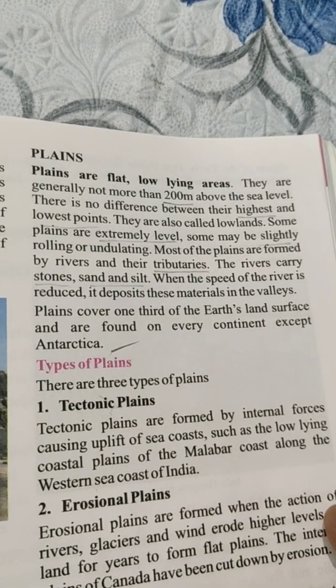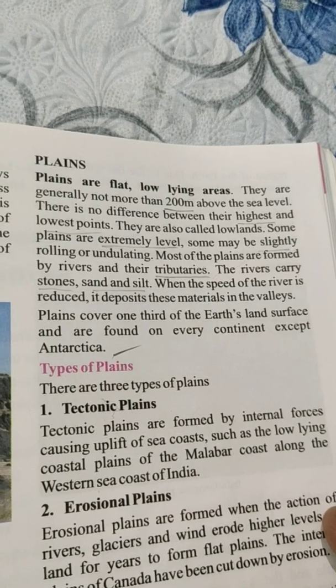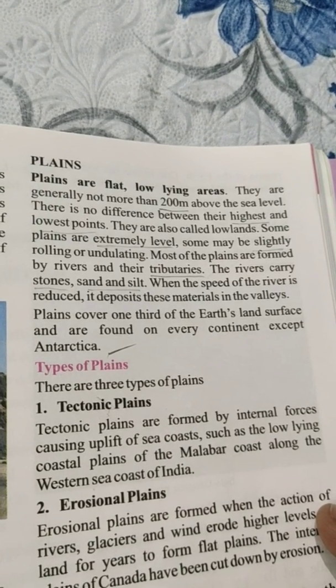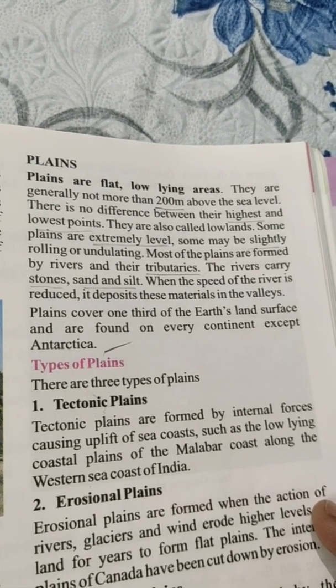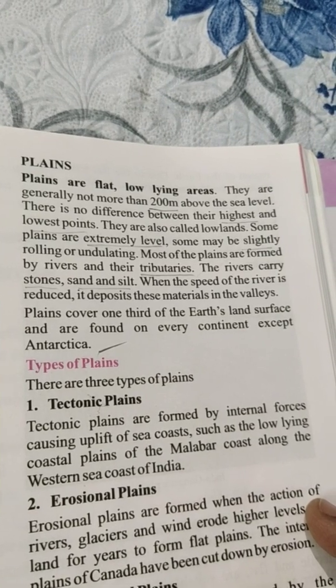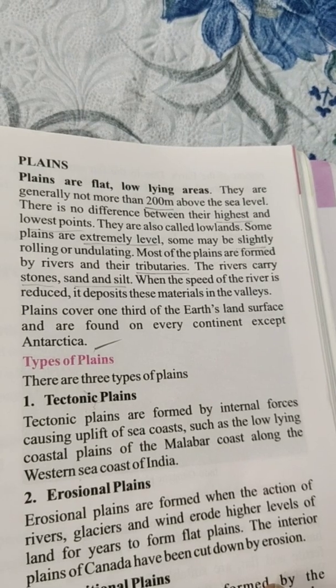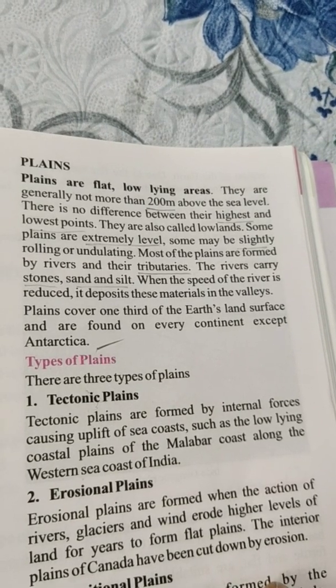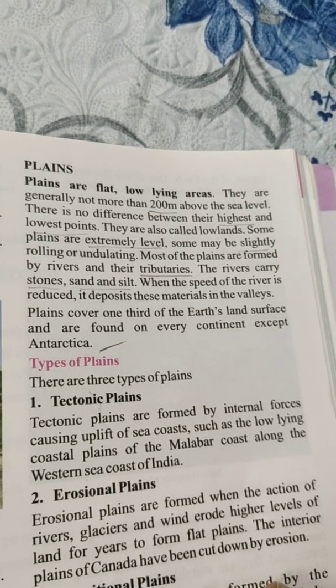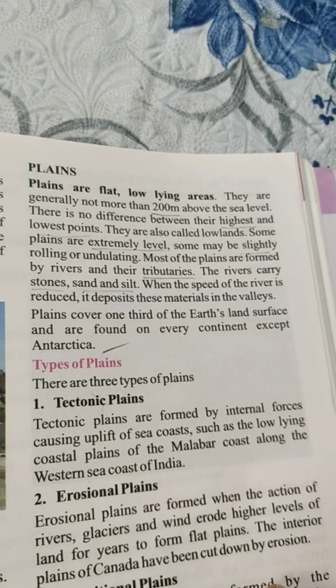Most of the plains are formed by rivers and their tributaries. The rivers carry stones, sand and silt. When the speed of the river is reduced, it deposits these materials in the valleys. Plains cover one-third of the earth's land surface and are found on every continent except Antarctica.